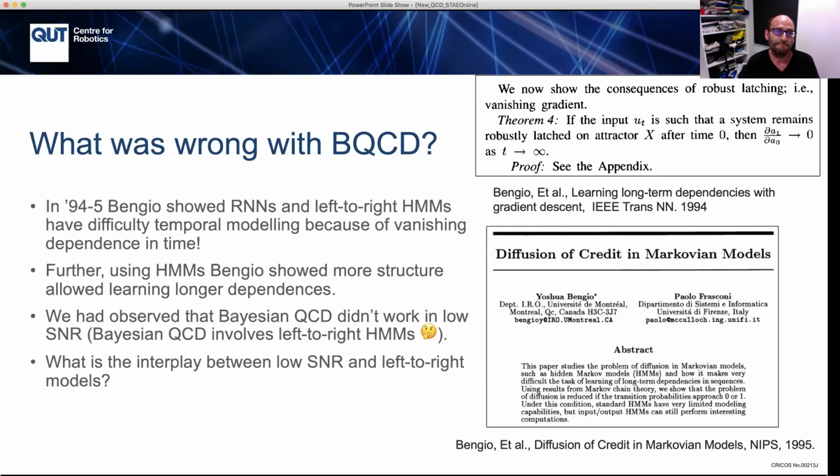So further, in the context of HMMs, Bengio showed that more structural information helped with learning longer dependencies, particularly in low SNR. So we're talking about environments where there's really not much strong information. We had observed that Bayesian quickest change detection didn't seem to work in low SNR, which was our aircraft detection problem. And it turns out that the change event model in Bayesian quickest change detection is a left-to-right model. So there's something happening here.